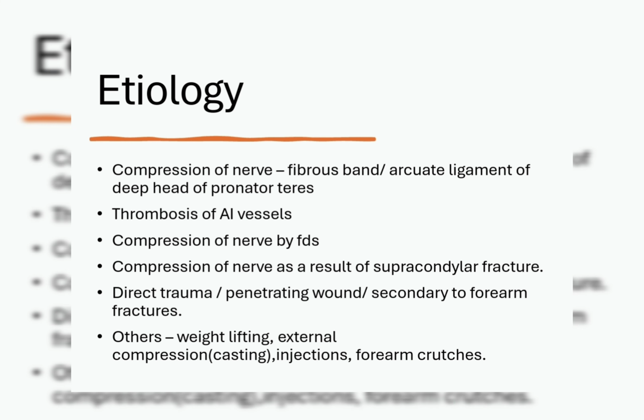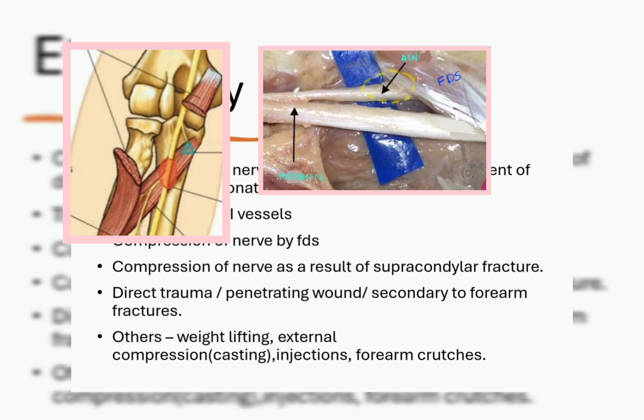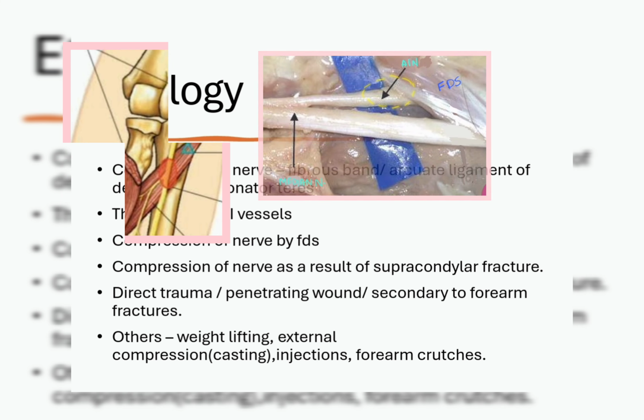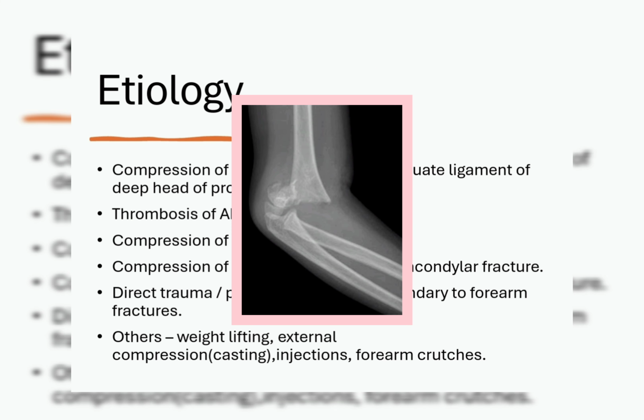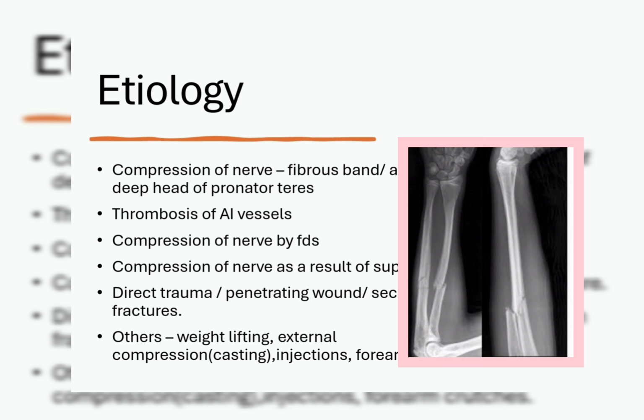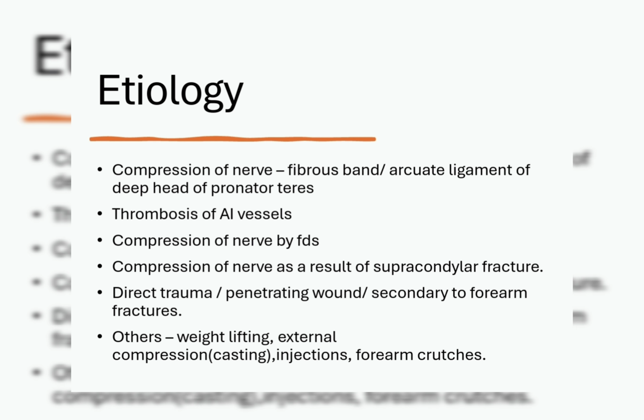Etiology includes compression of the nerve by fibrous bands or the arcuate ligament of the deep head of the pronator teres or by flexor digitorum superficialis, thrombosis of the anterior interosseous vessels, compression of the nerve as a result of supracondylar fractures, direct trauma or penetrating wounds secondary to fractures, usually of the proximal third of the forearm. Others include weightlifting, external compression due to castings or injections in the form of steroids, or forearm crutches.